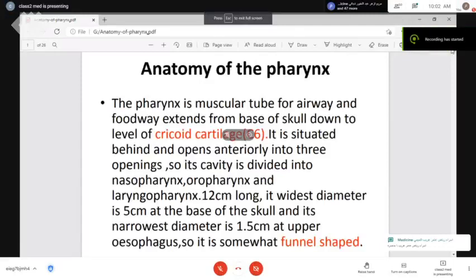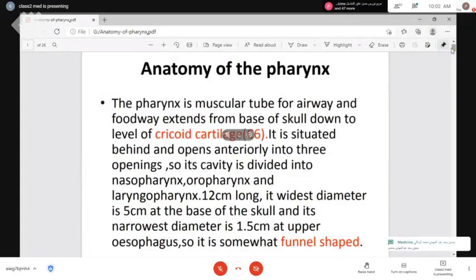They extend from the base of the skull downward to the level of the cricoid cartilage at the sixth cervical vertebra. It is situated behind and open anteriorly into the three openings, so its cavity is divided into nasopharynx, oropharynx, and laryngopharynx.